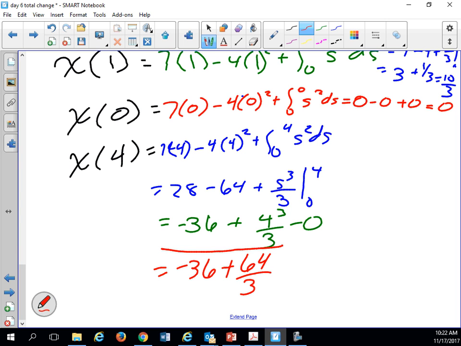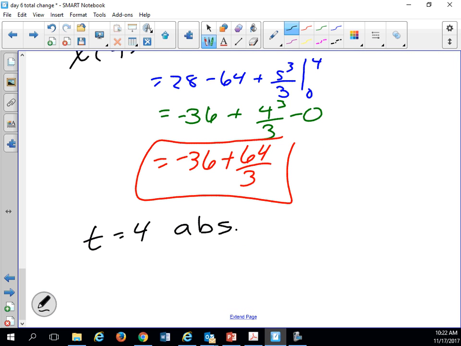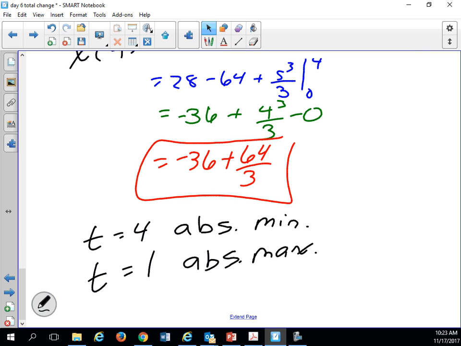I have a question for you. Is that number going to be bigger or smaller than 0 and 10/3? Smaller, right? Because negative 36 plus 64 over 3 is smaller. So at t equals 4 is my absolute min, and at t equals 1 is my absolute max. My reasoning is the work right there.